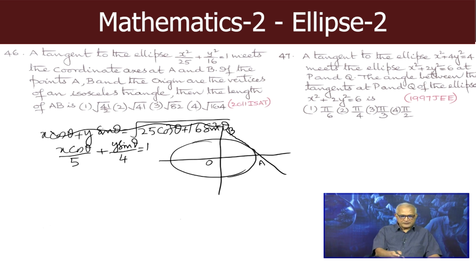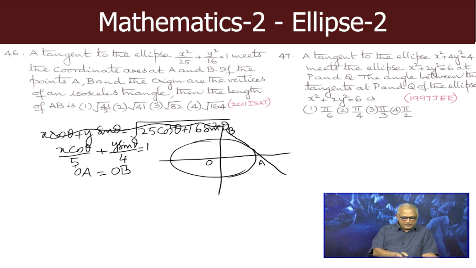And he is given that triangle OAB is isosceles. That means OA equals OB, because in a right angle triangle only the two sides that include the right angle can be equal. The hypotenuse is always greater than each of the remaining two legs of the triangle. Okay, OA equals OB.